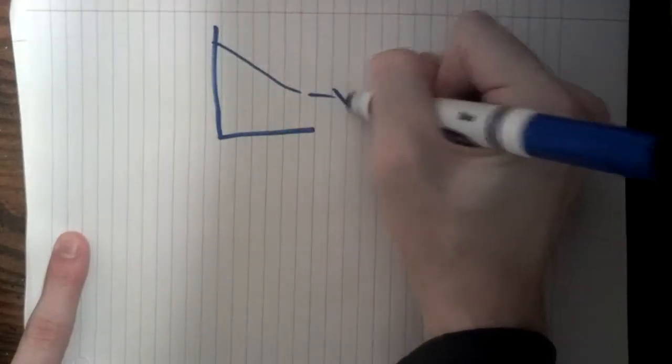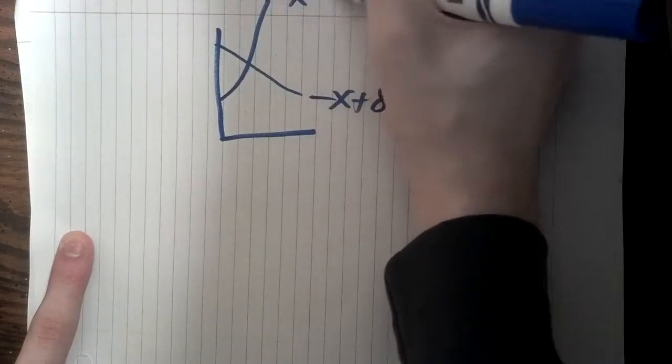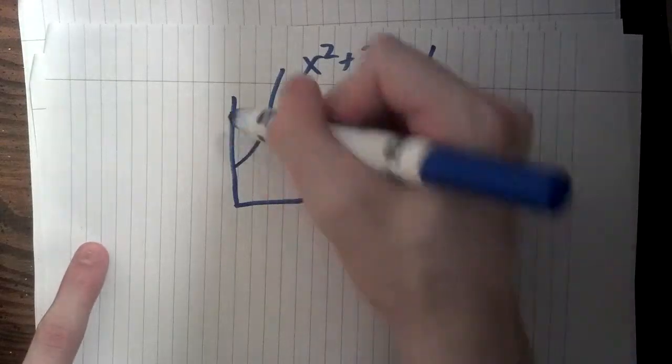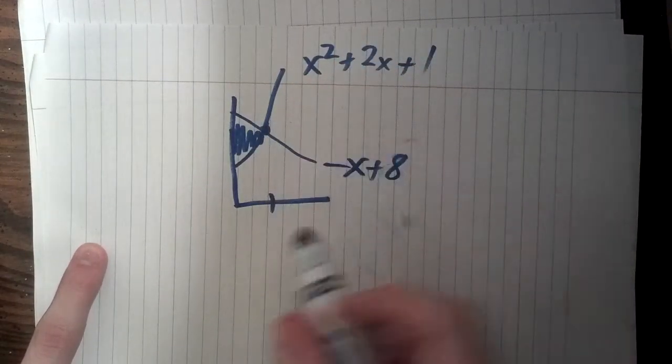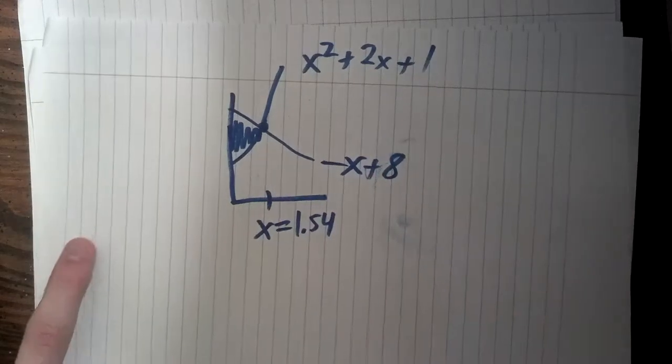Do this graph right here. This right here is negative x plus 8, and this equation is x squared plus 2x plus 1. And we're going to be looking at right here. Because we're going to need to know this, they cross at about x equals 1.54.